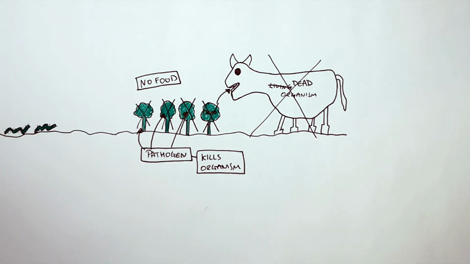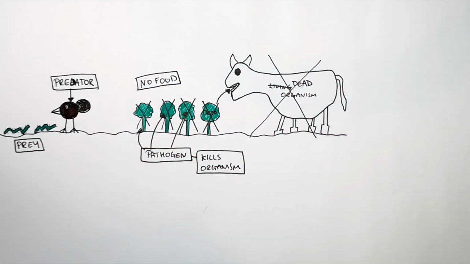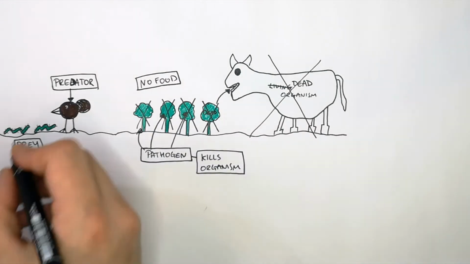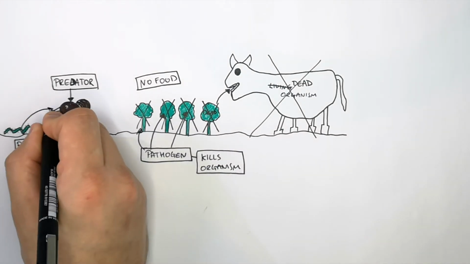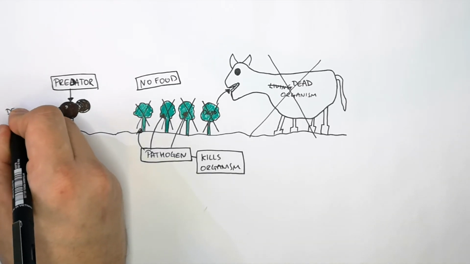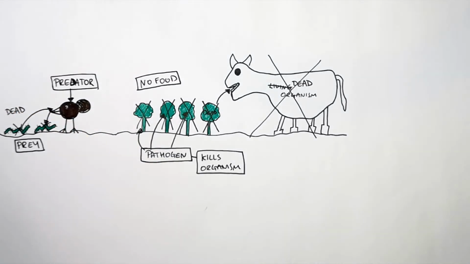Another biotic relationship that exists within an ecosystem is the predator-prey relationship. In this example, the caterpillar is the prey and the bird is the predator. So as the bird is a living organism and it eats the caterpillar, it is a biotic factor that is affecting the numbers of caterpillars within that ecosystem.